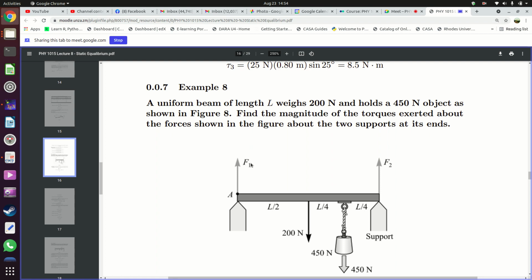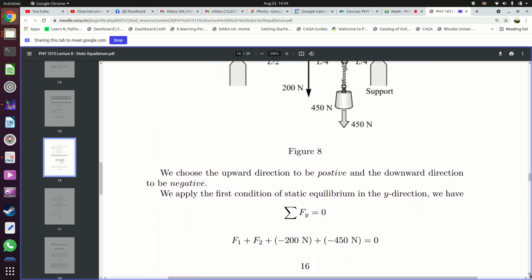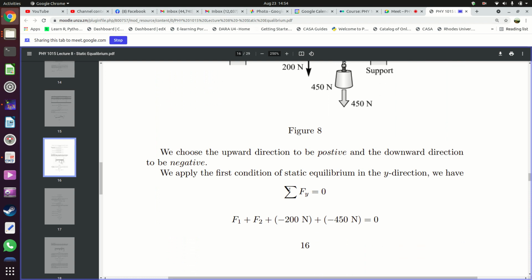So this force here, F1, is going to be a positive force. This one here is going to be a positive force. But this force here, the 200 Newton force, is pointing down, so it's going to be a negative force. Then this force here, the 450 newtons, is pointing down, so it's going to be a negative force. One of the equilibrium conditions says that the sum of the forces along the y-axis should add up to 0. So the sum of the forces along the y direction should add up to 0.